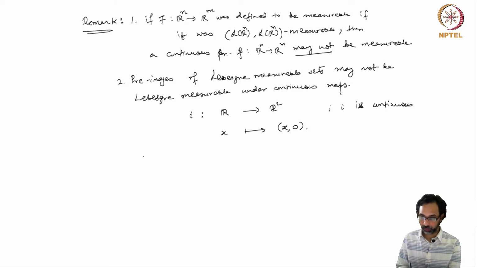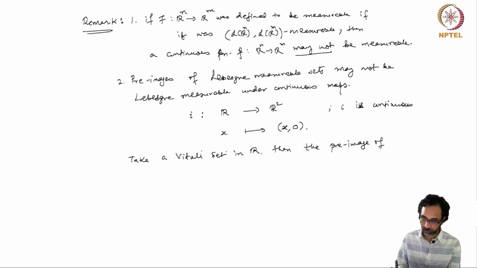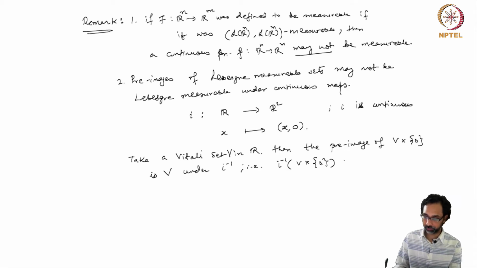And if you now take a non-Lebesgue measurable set, let me take a Vitali set in R, let me call this Vitali set V, then the pre-image of V cross 0 under I inverse, meaning I inverse of V cross 0, is simply V because it's an inclusion map.